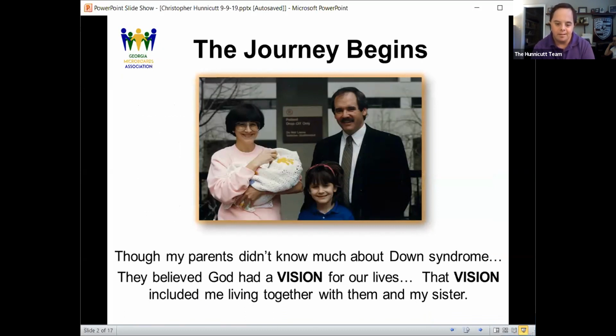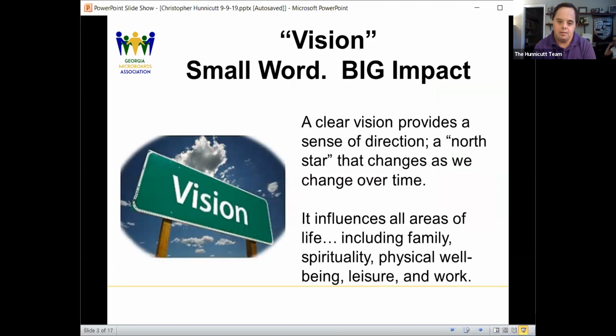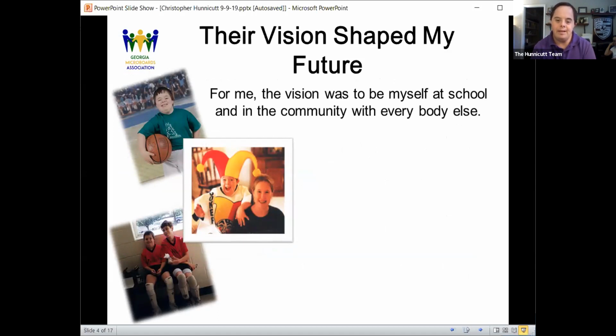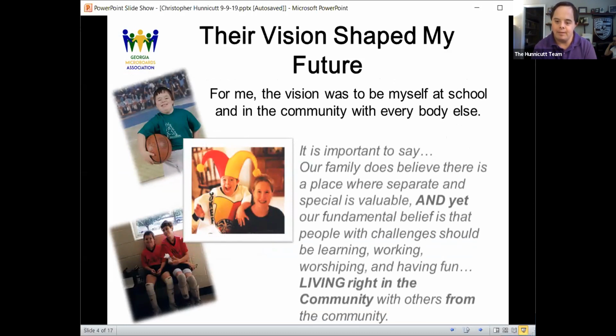They believed God had a vision for our lives, that vision including me, made together with them and my sister. Vision has more of an impact. A clear vision provides a sense of direction, a North Star that changes as we change over time. It influences all areas of life, including family, spirituality, physical well-being, leisure, and work. The vision shaped my future. For me, the vision was to be myself at school and in my community with everybody else.